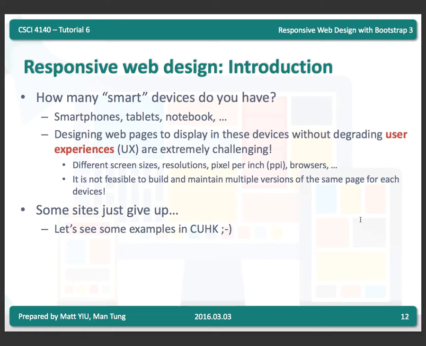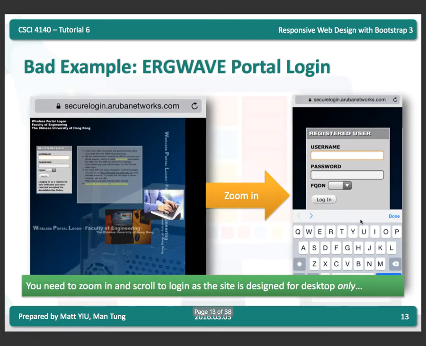But some websites just give up. Let's see some examples at CUHK. I think you always go to this page. If you are using a mobile phone to visit this page, then you first need to find where the login box is. So this is the login box, and then you click on the text box, and then it zooms in. So every time you want to log in to eLearning, you need to zoom in and then type your password, which is bad for the user experience.